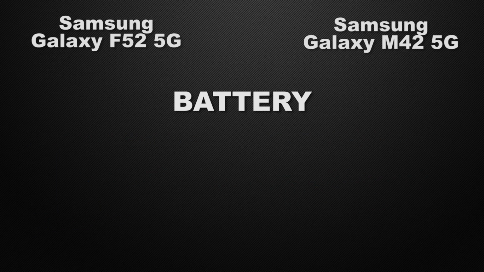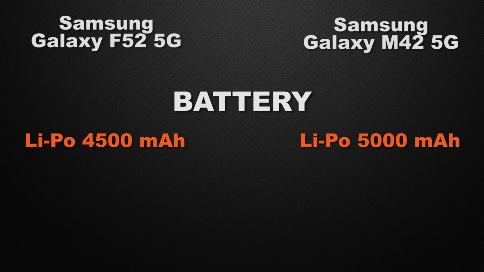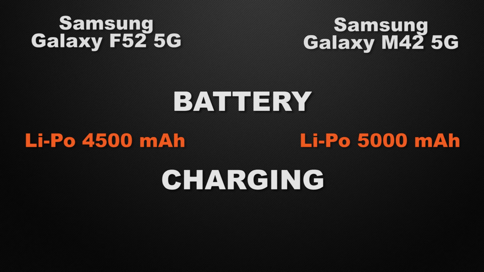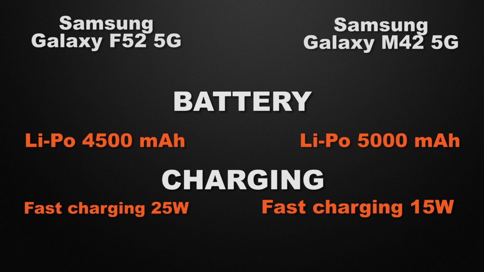Let's talk about the battery capacity of the devices. F52 has 4500 mAh of battery capacity, whereas M42 has 5000 mAh. So the winner here is M42 because it has a bigger battery capacity. Let's talk about the charging speed. F52 has 25 watts of fast charging, whereas M42 has 15 watts of fast charging. So the winner here is F52 because it can charge your device faster.